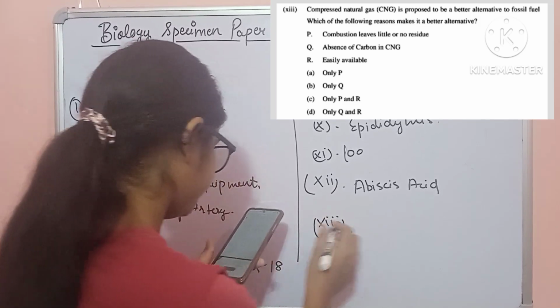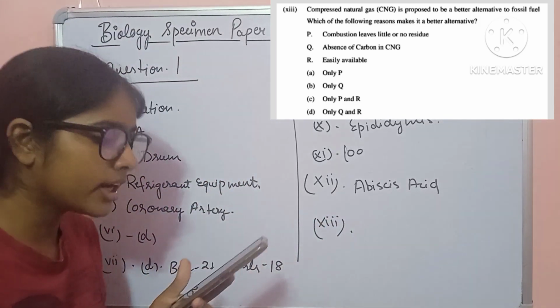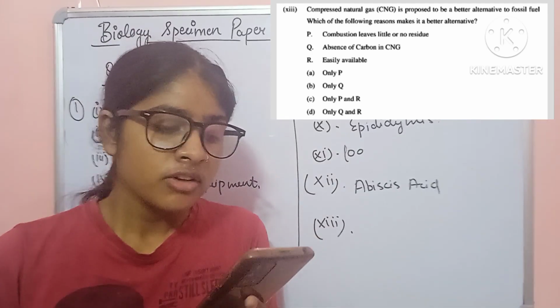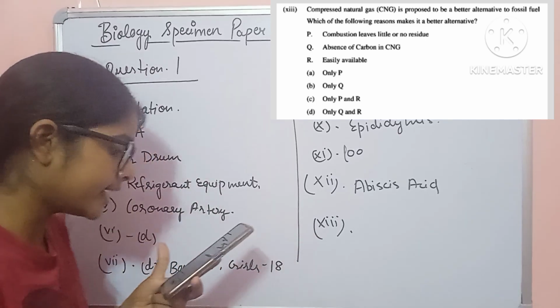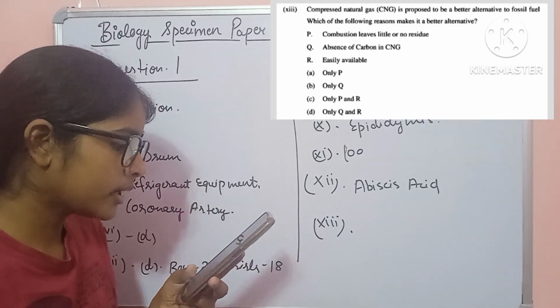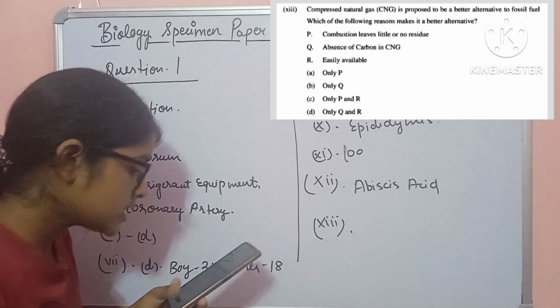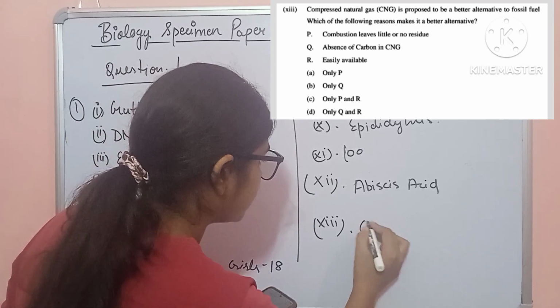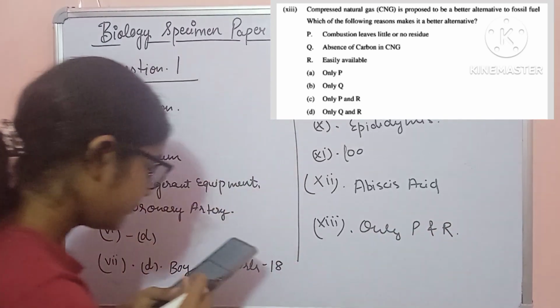13. Compressed natural gas is proposed to be a better alternative to fossil fuel. Which of the following reasons make it a better alternative? P: combustion leaves little or no residue, Q: absence of carbon in CNG, R: easily available. So here the answer is P and R. Only P and R. Okay.